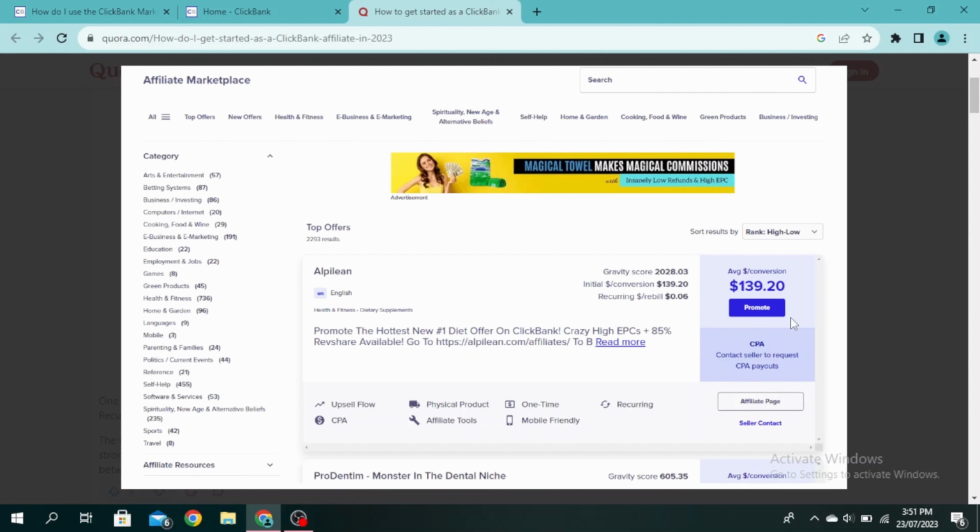That's why most of the time this amount will be more than the Initial Dollar Conversion, because it includes recurring bills as well. Over here, it will include the amount if you refer people to a seller and they make a first purchase, and then they decide to make a subscription or renew the purchase more than the first time. The amount that you'll earn is also included in this Average Dollar Conversion. So that's why it's higher.